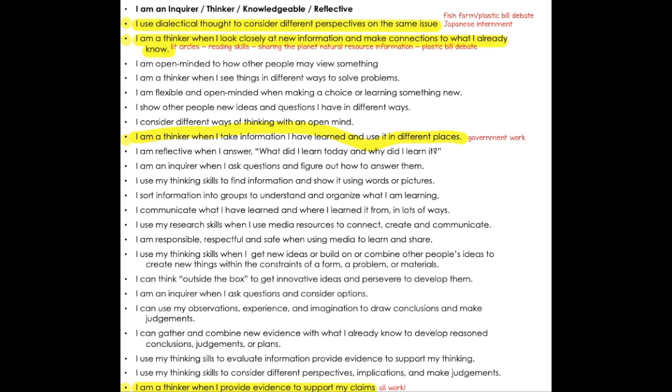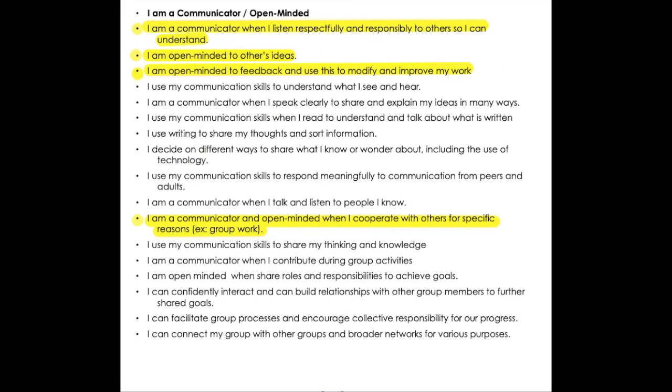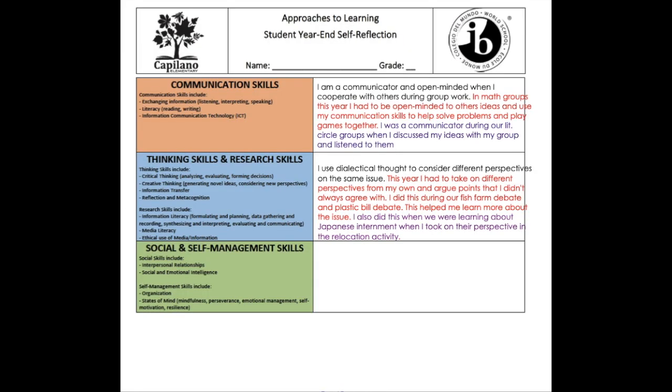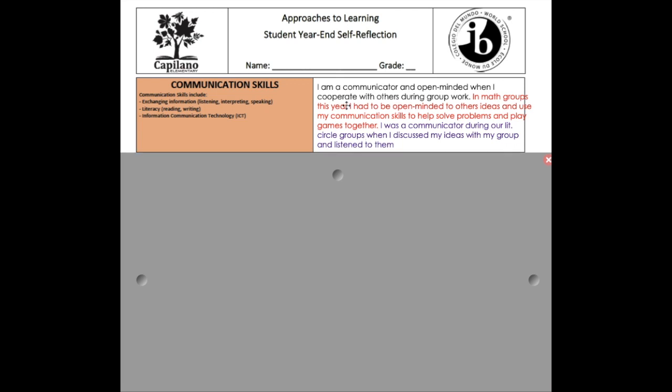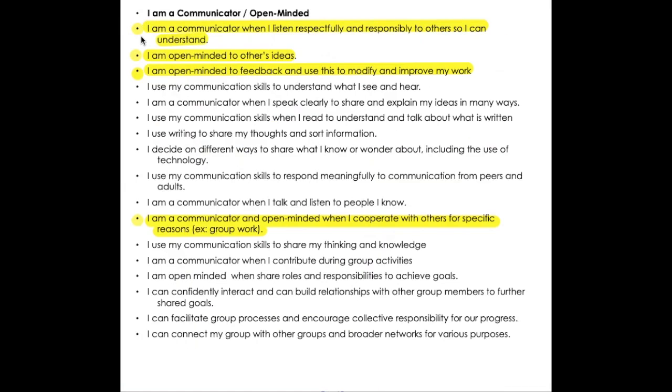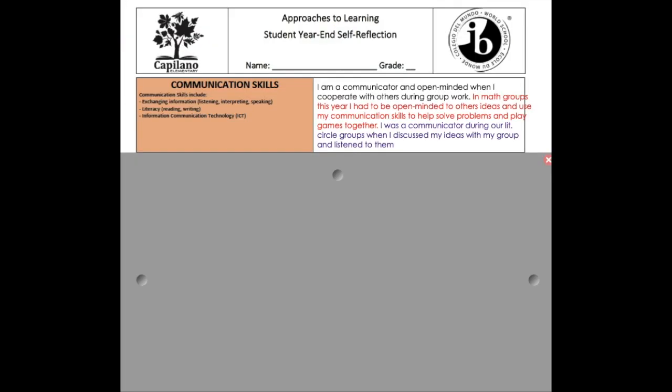So once you have gone through and done these, you're then going to pick one of these 4 to put in the communication box, and then one of these 4 to put in the thinking box. Okay, let's have a look here. So here's my communication skills, and you'll see that I have a black, a red, and a purple. The black is the sentence I directly copied from my brainstorming sheet where it says, I'm a communicator and open-minded when I cooperate with others for specific reasons. So I just changed specific reasons and said math groups. So I copied that sentence.